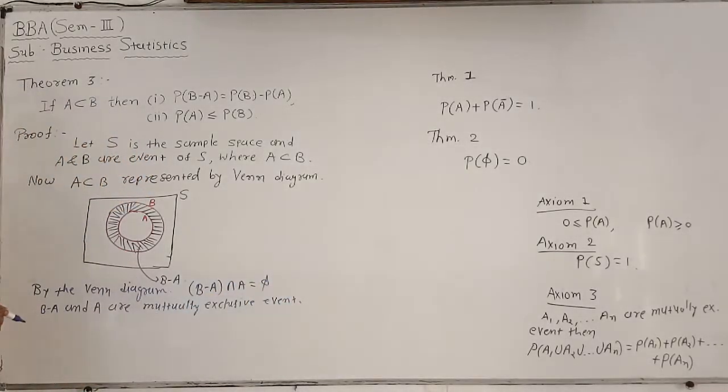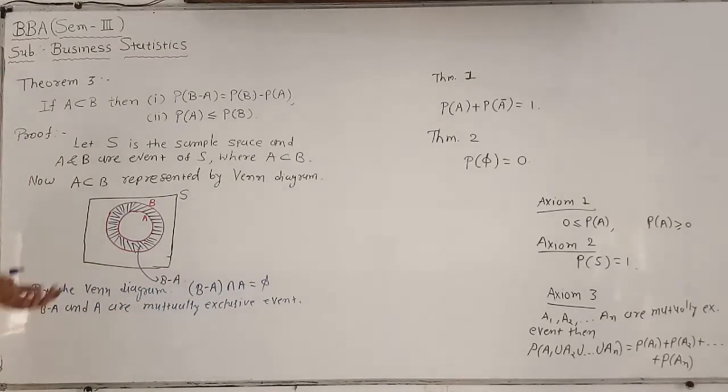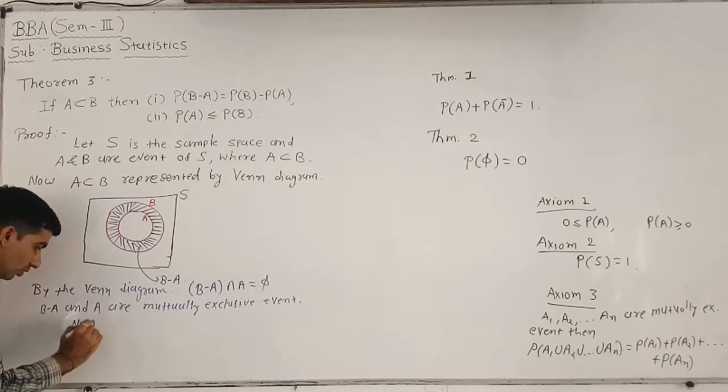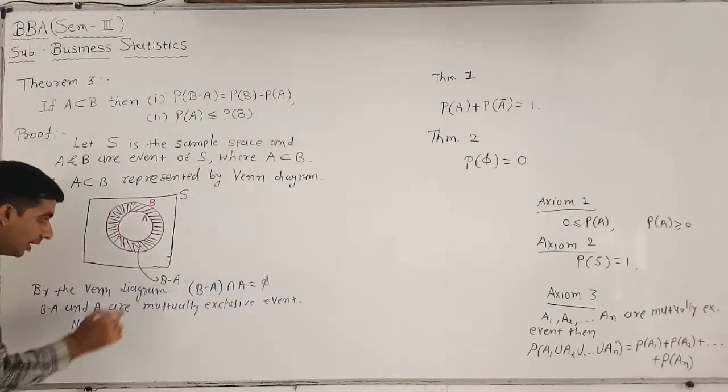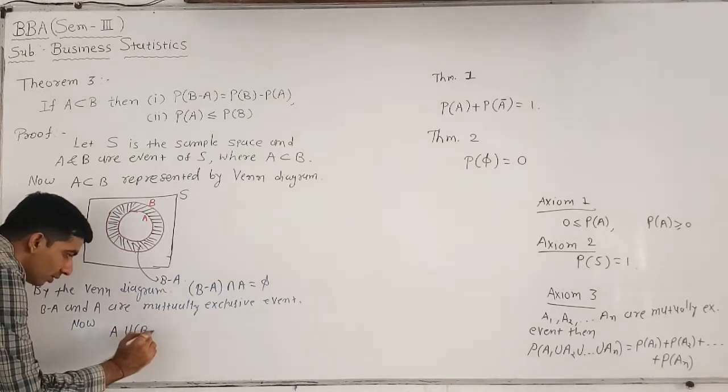Now what is the union of A and B minus A? Now union of A and B minus A, A union B minus A.